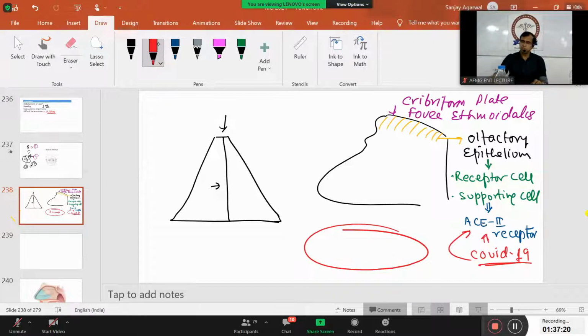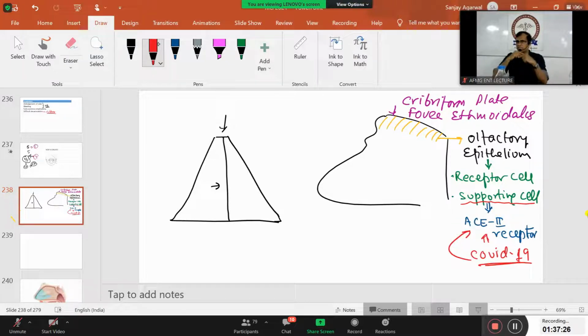But the good thing about supporting cell is that supporting cell has a very high regeneration value. नया बनता रहता है. एक basal cell भी होता है. I did not mention there is a basal cell that matures and becomes supporting cell. So if your supporting cells are gone, they are there. Don't worry. आगे नए cells आएंगे supporting cells. So when the infection is gone, the new cells will come and they will start supporting the receptor cells, and the olfaction comes back again.